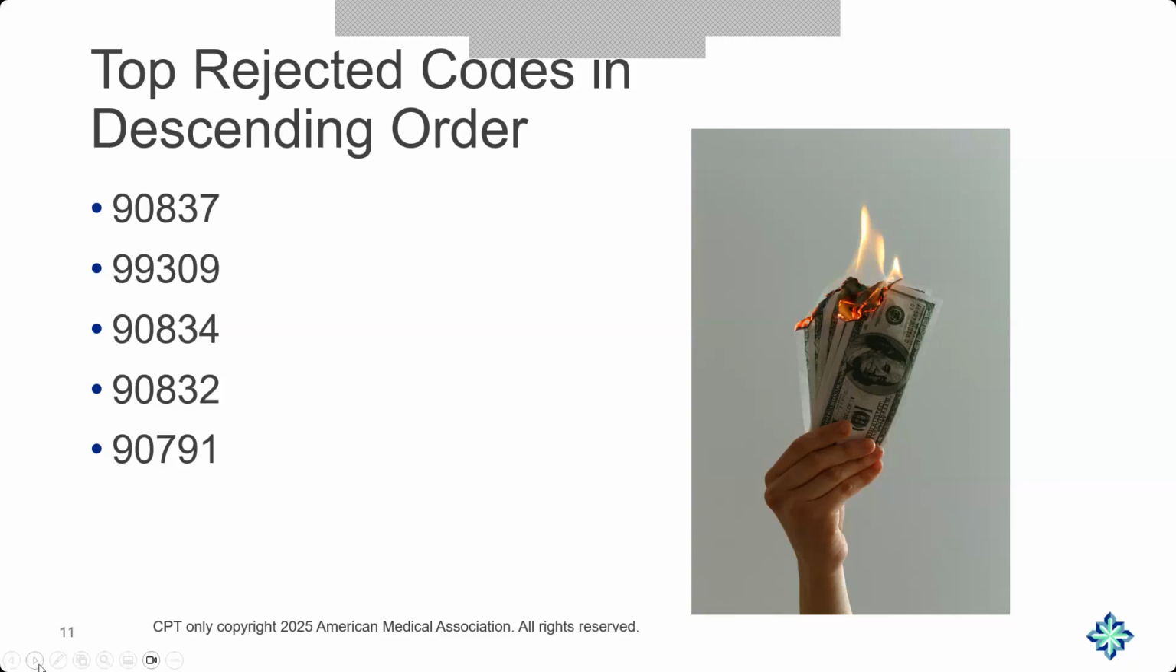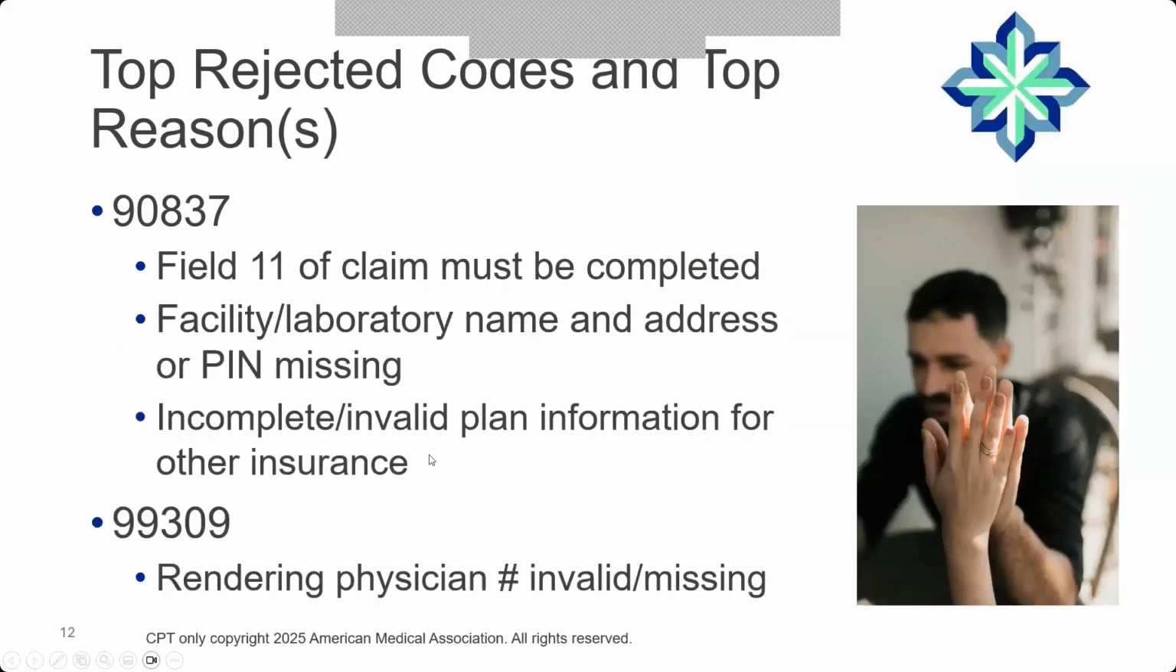So let's take this a step further, because the education I'm providing today is in the hopes that we're going to see fewer rejections of these codes for your specialty, for those of you that are attending today. So let's look at the reasons for each of those codes. 90837, 60 minutes, individual psychotherapy. The number one reason we rejected it was that field 11 of the claim form must be completed. Easy to fix. Go back and make certain that field is filled out.